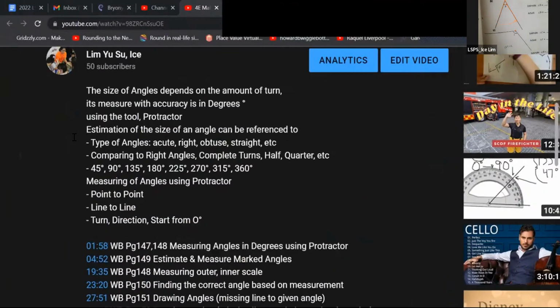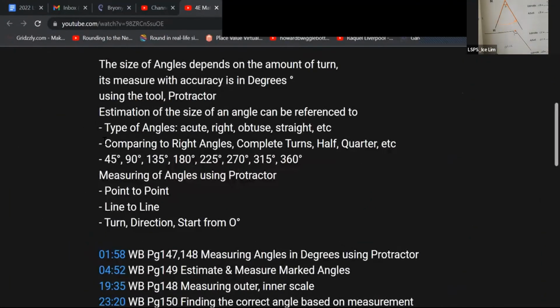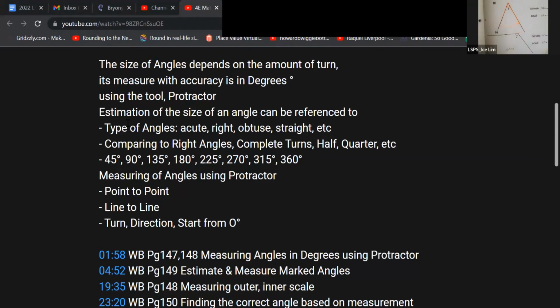The size of the angle depends on the amount of turn. To measure accurately is in degrees using the protractor tool. How am I estimating the size of an angle? I use what I learned from last year.